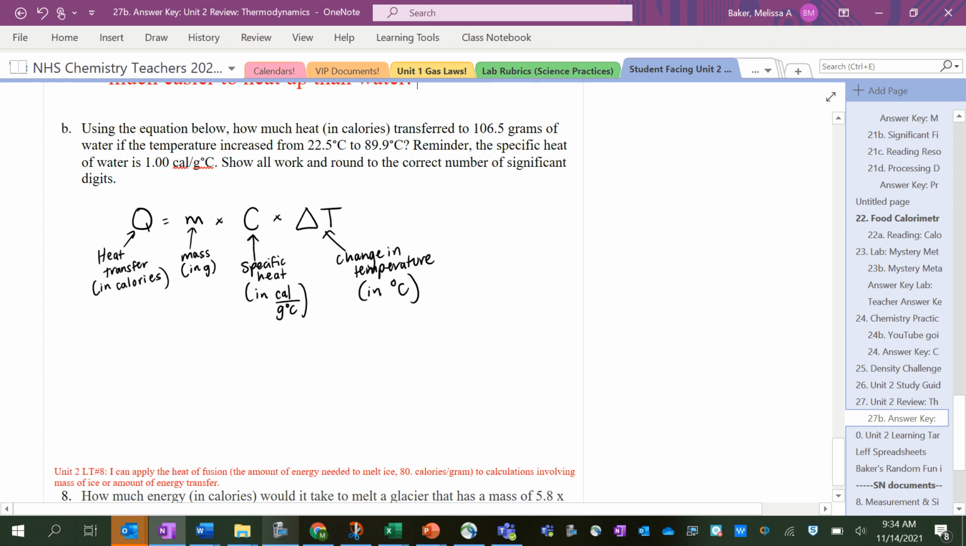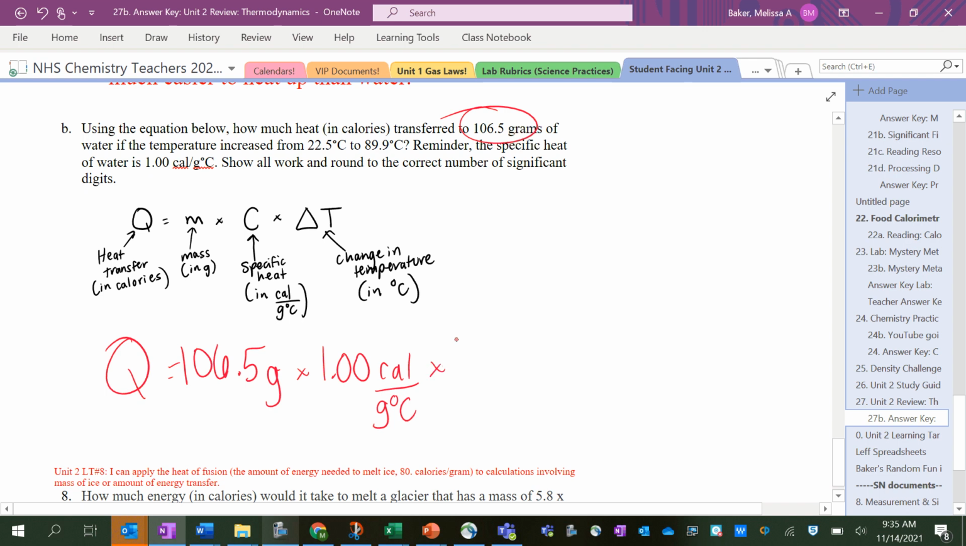Using the equation below, how much heat in calories transferred to 106 grams of water if the temperature went from 22.5 up to 89.9? Okay, so we want to solve for Q. The mass of our water is 106.5. The specific heat of water is always the same, 1 calorie per gram degrees Celsius. And our change in temperature, 89.9 minus 22.5, oops, that's 67.4.